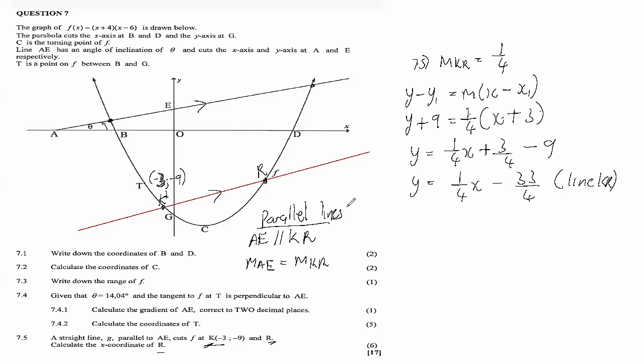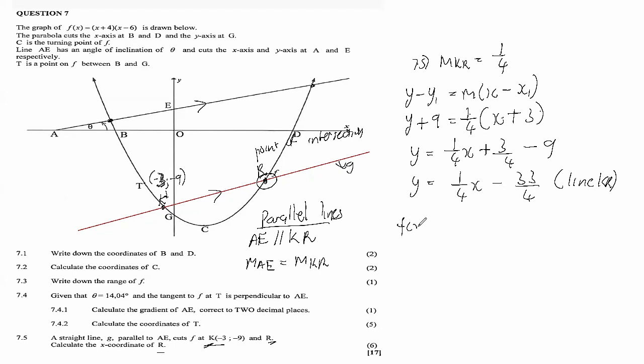But then what can we do to find the coordinates of R? Note that R here is a point of intersection, the same as K. Those are points of intersection with the curve, the graph of f. So how do we find the point of intersection? We already know, to find the point of intersection, you simply need to equate the equations of the two graphs. So right now we can take the equation of g. Remember they said that is line g. So this is line g.